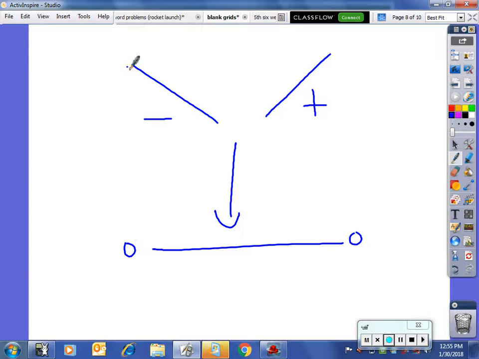Okay, so these lines have negative slopes. These lines have positive slopes. Vertical lines have undefined slopes. Horizontal lines have slopes of 0.